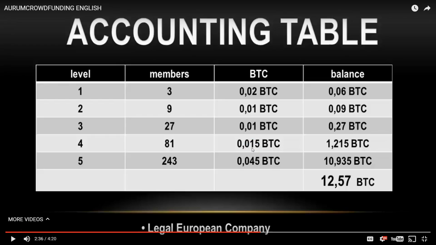But then level 4, we've got 81 people there. The commission or payout donation goes up to 0.015. You've got 1.215 Bitcoin possible on level 4, and then level 5, 0.045 Bitcoin with a potential 243 people on level 5. The max payout for a full level 5 is 10.935 Bitcoin. So again, we talked about earlier that if you fill this full matrix, it's 12.57 Bitcoin, and that is residual every 60 days.